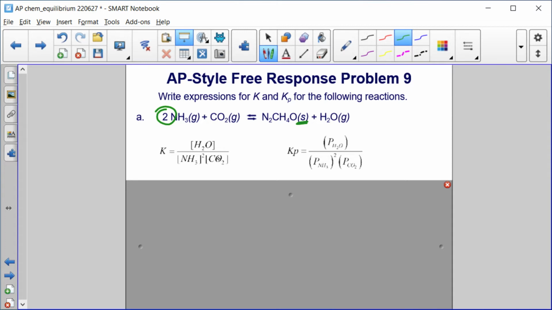And the Kp expression, because these are all gases, is similar. The only difference is that instead of square brackets for concentration, we just use parentheses and then P for pressure.